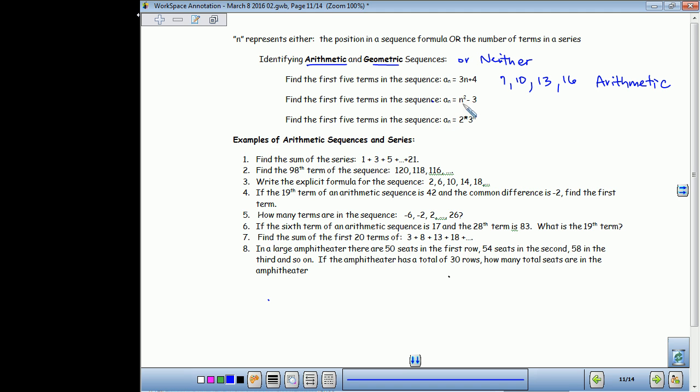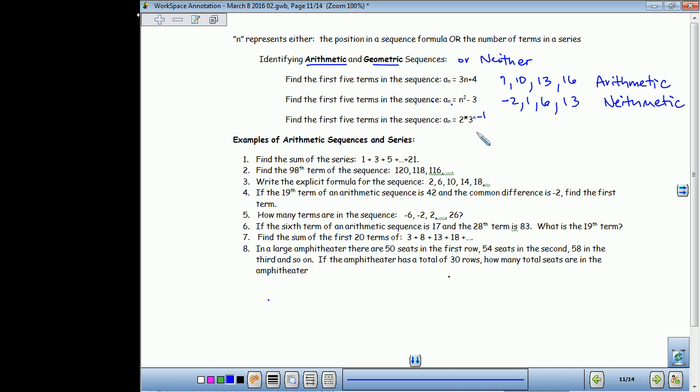Now this one, if I plug in 1, I get out -2. If I plug in 2, I get out 1. If I plug in 3, I get out 6. If I plug in 4, I get out 13. Up by 3, up by 5, up by 7. No, that's not constant. I'm not multiplying by the same thing. So this is a neither. Obviously, we're looking at it, and it has a quadratic in it. So if we were going to model this, quadratic is a good way to go. But arithmetic ends up being linear. Geometric ends up being exponential.